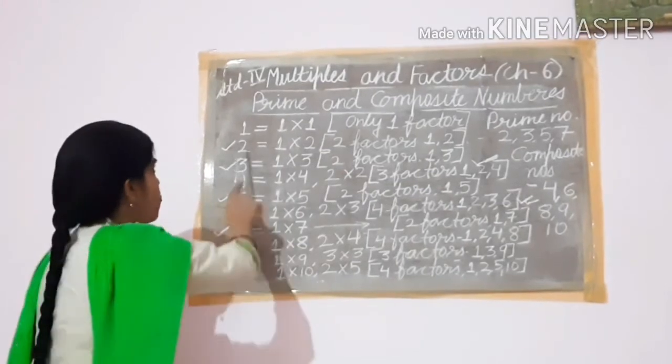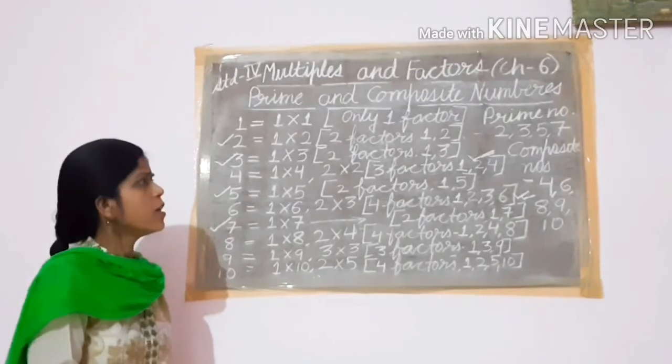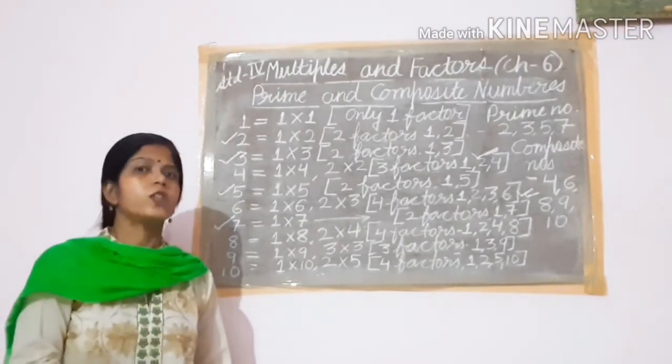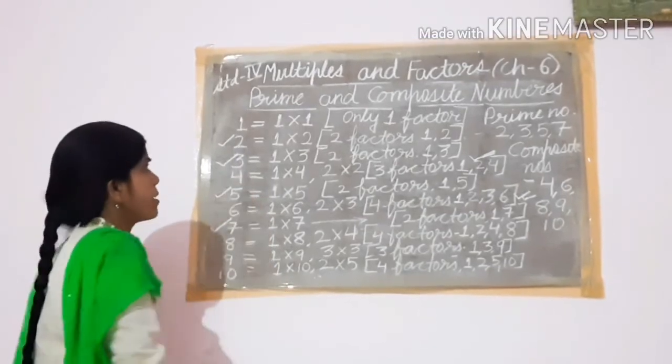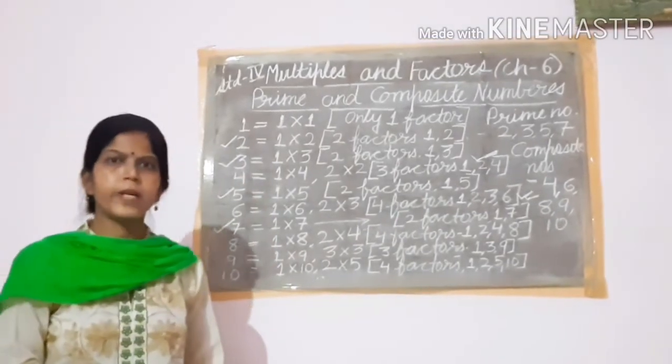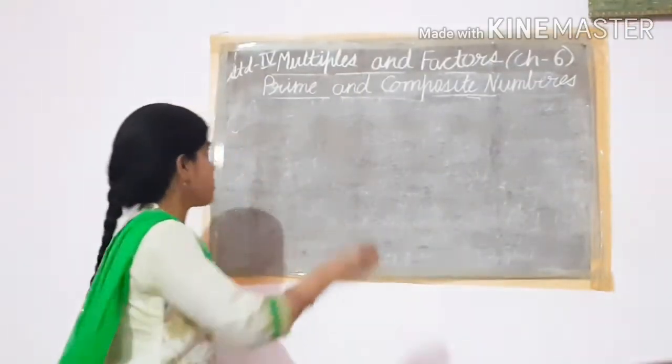Then 1 does not come in the category of prime and also not composite. So then what do we say? Yes, it is a unique number. 1 is neither a prime number nor a composite number. The definition of prime number.